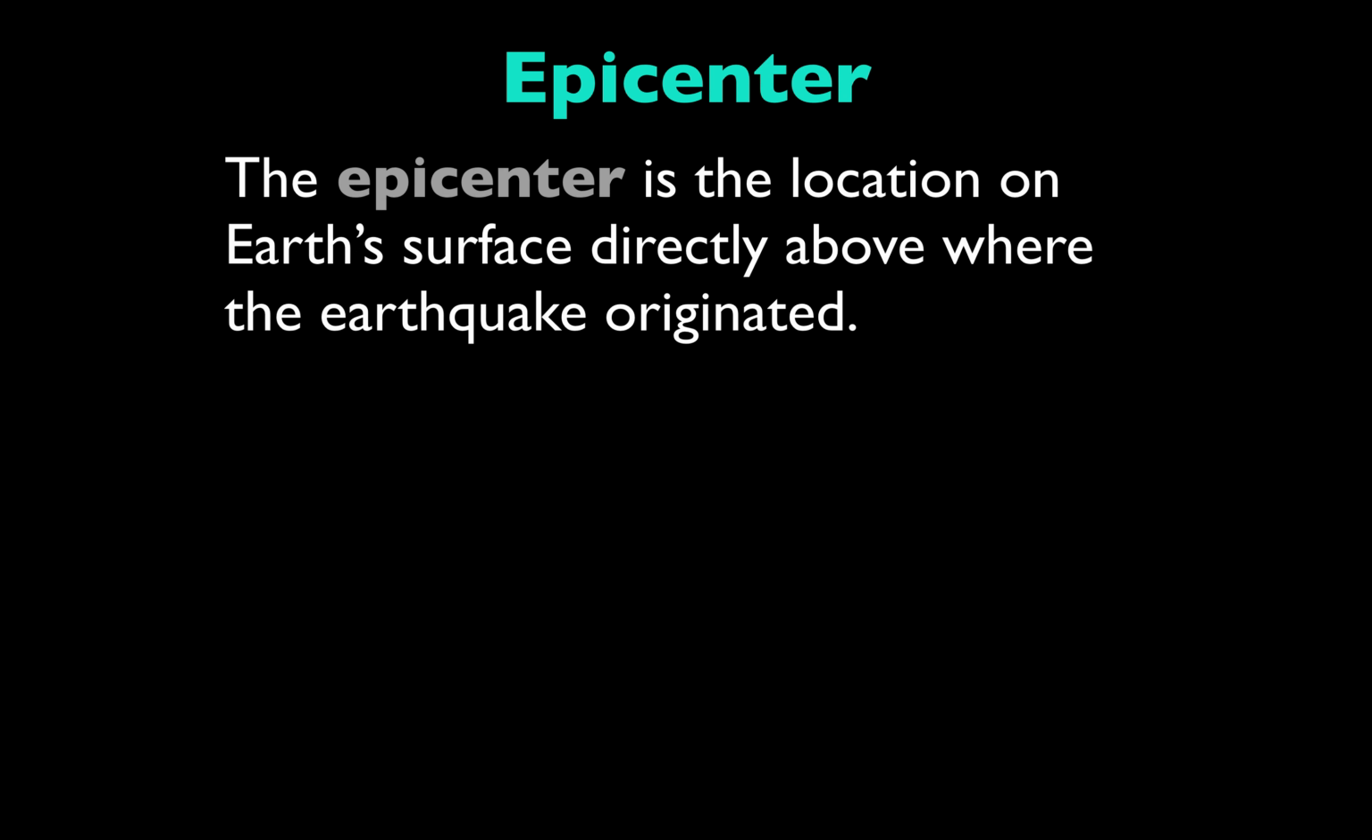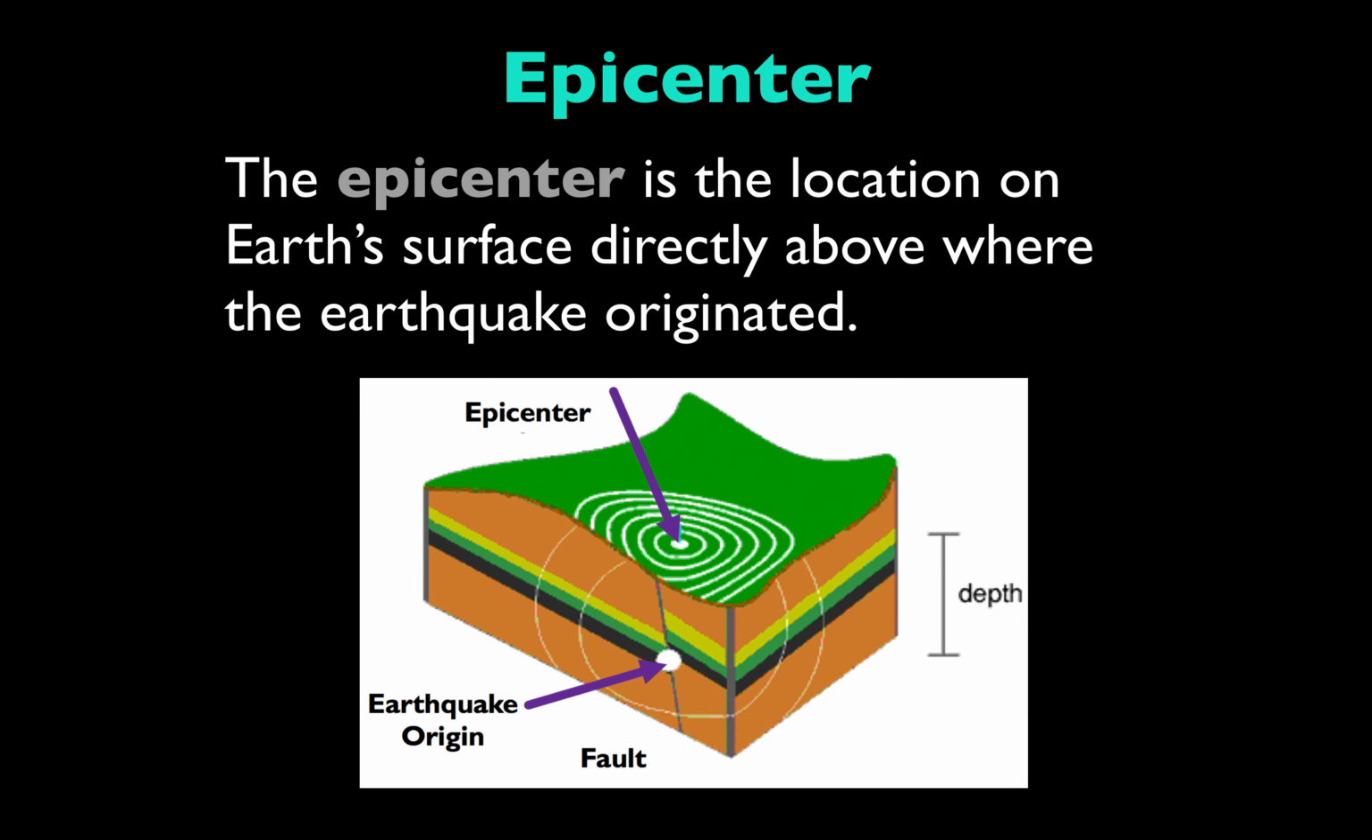Now, when earthquakes occur, there's always an epicenter of the earthquake, and that's the location on Earth's surface directly above where the earthquake originated. So if we look at this diagram, we have two locations we need to point out. First is where the earthquake took place, which is beneath the surface within Earth's crust. We call that the earthquake origin. Directly above that point of the origin of the earthquake, on Earth's surface, we call that the epicenter of the earthquake.